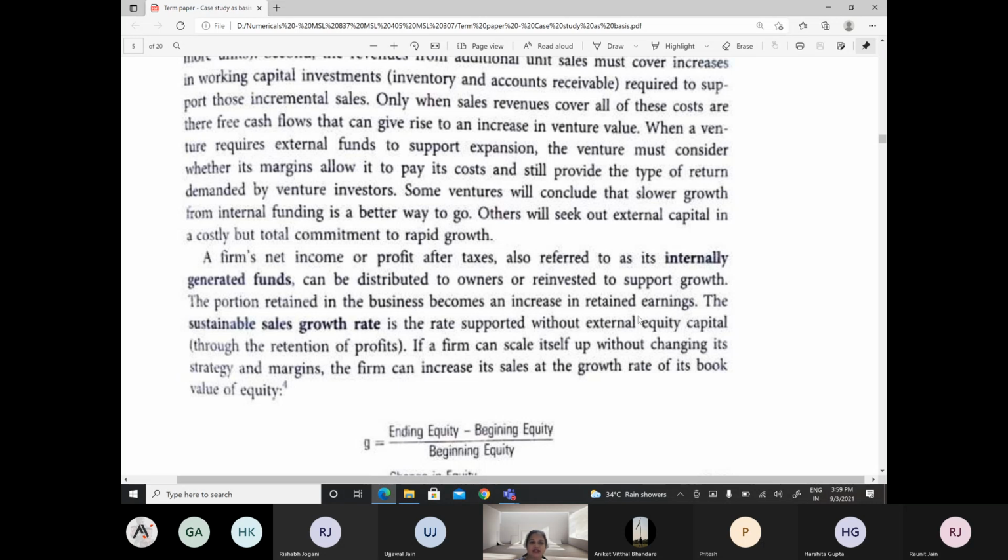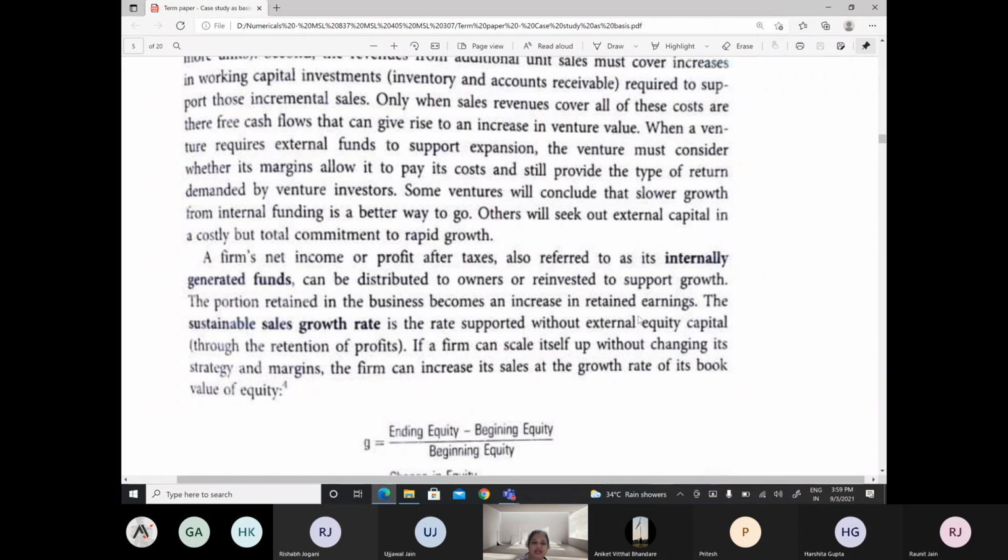When a venture requires external funds to support expansion, the venture must consider whether its margins allow it to pay its costs and still provide the type of return demanded by venture investors. Some ventures will conclude that slower growth from internal funding is a better way to go. Others will seek out external capital in a costly but total commitment to rapid growth.